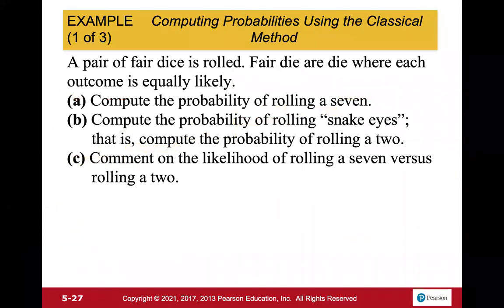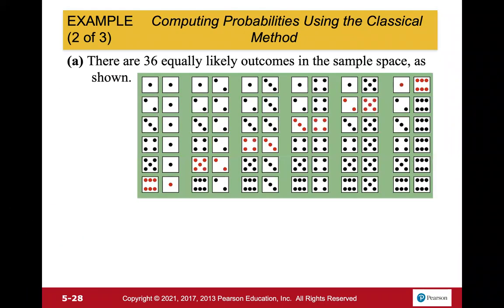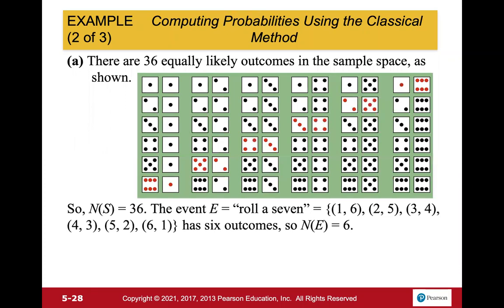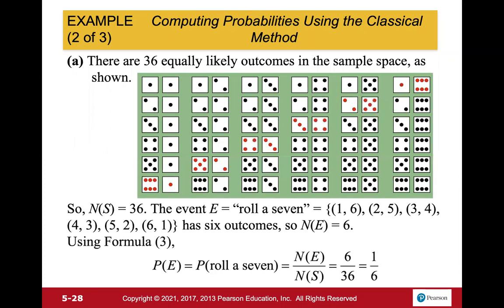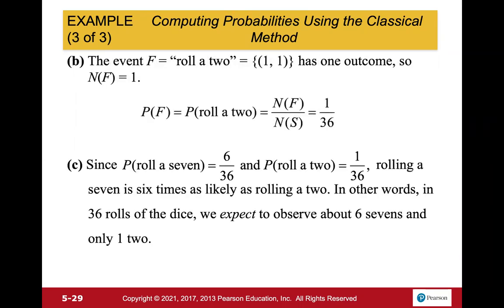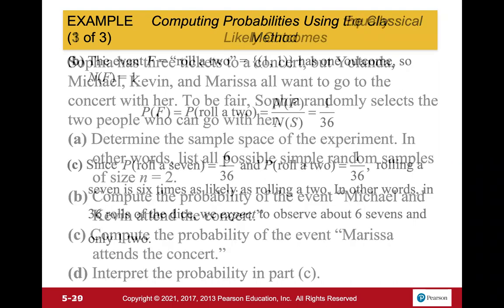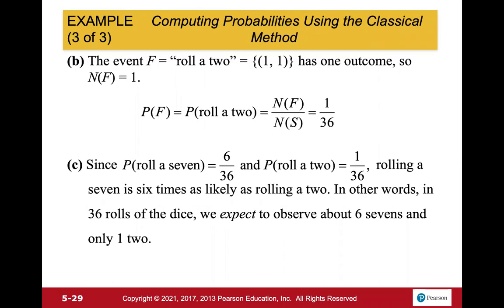And I do believe that's it. See if we missed anything. So we got that. Sample space is 36. So now probability of rolling a 7 versus probability of rolling a 2. And part C, they say, since the probability of rolling a 7 is 6 out of 36, probability of rolling a 2 is 1 out of 36, rolling a 7 is 6 times as likely as rolling a 2. In other words, in 36 rolls of the dice, we expect to observe about 6 7s and only 1 2.